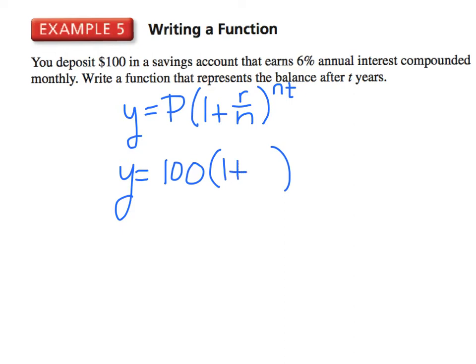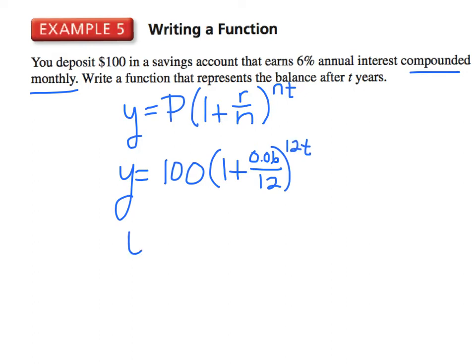R is the rate. The rate's 6%, but we have to write it as a decimal, divided by n, which is the number of times interest is compounded. Here we're compounding monthly, so monthly would mean 12 times in a year. And then n times t is our exponent. Well, t we leave alone because we don't know how many years, but n we already know is 12.